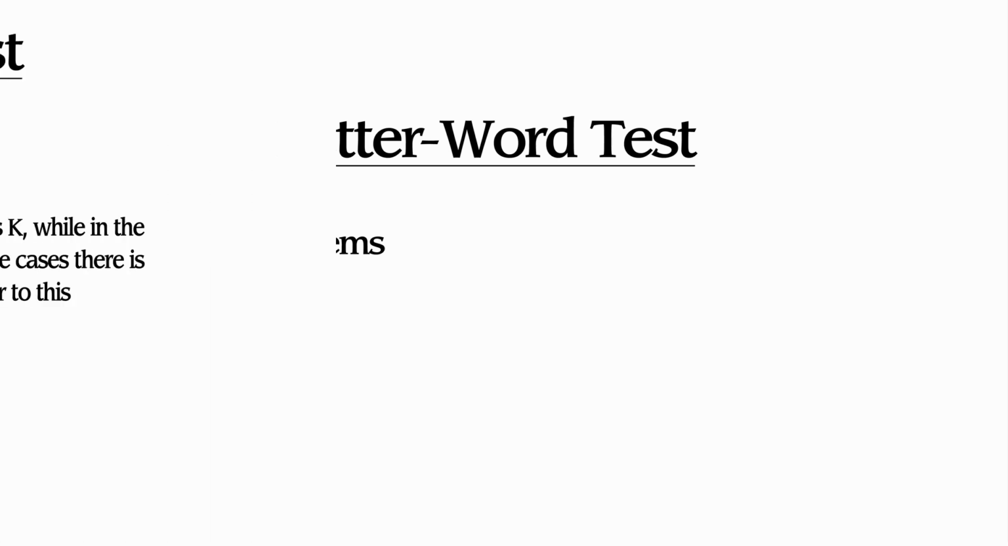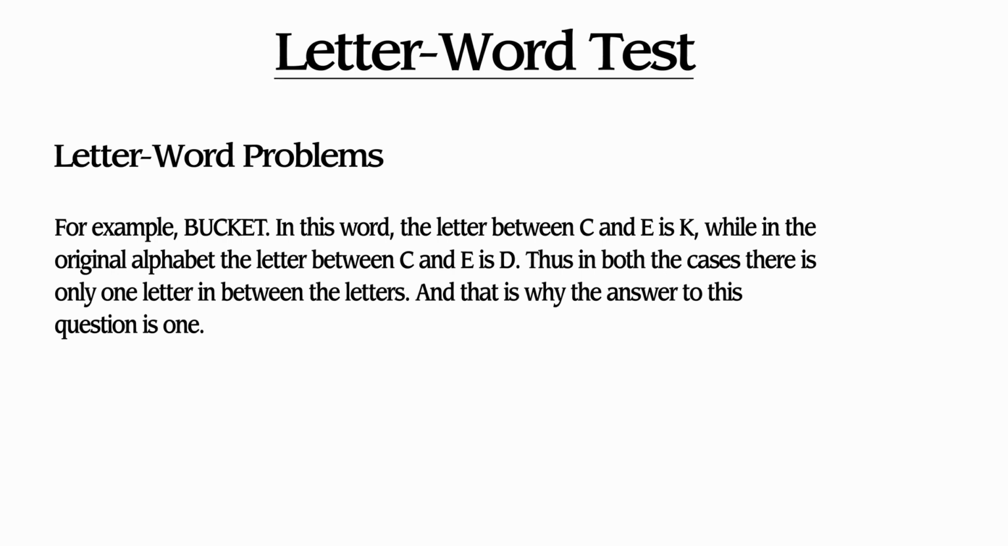One such type of question that is asked in these competitive exams is letter word problems. In these types of questions, you need to answer the number of alphabets in a word that has some difference between them, as in alphabets. For example, bucket. In this word, the letter between C and E is K, while in the original alphabet, the letter between C and E is D. Thus, in both the cases, there is only one letter in between the letters, and that is why the answer to this question is 1.